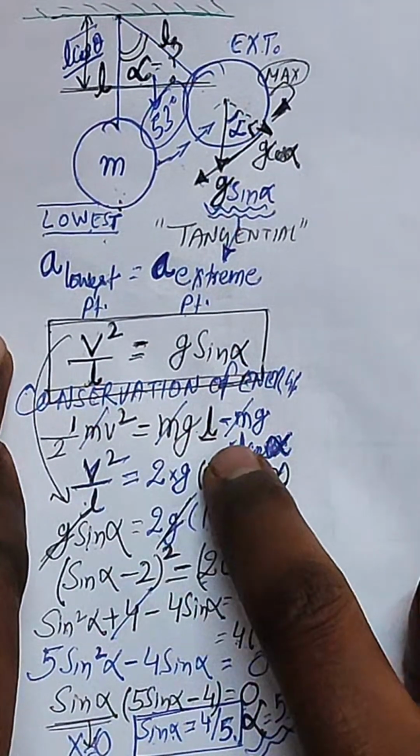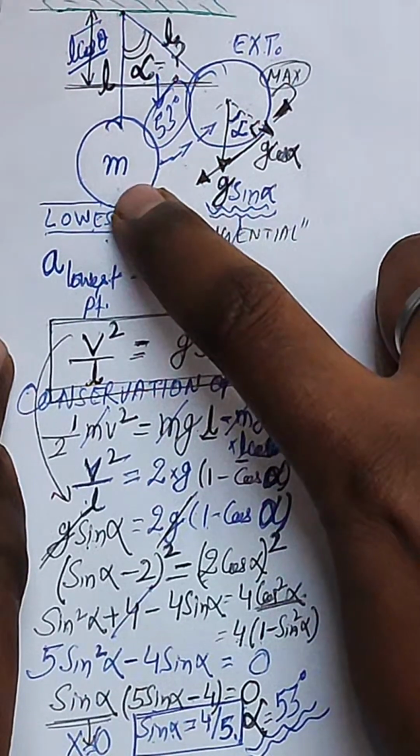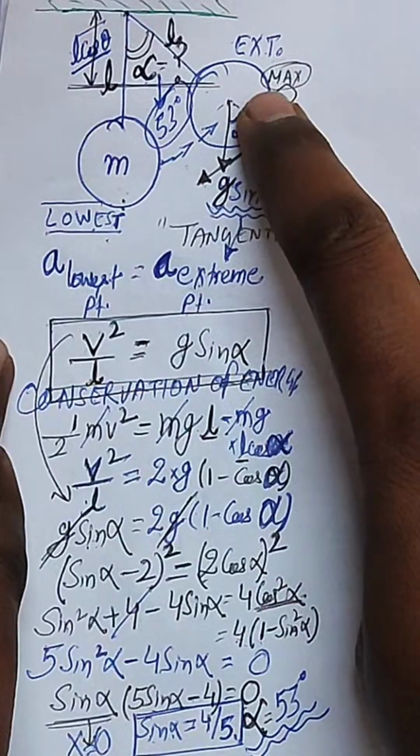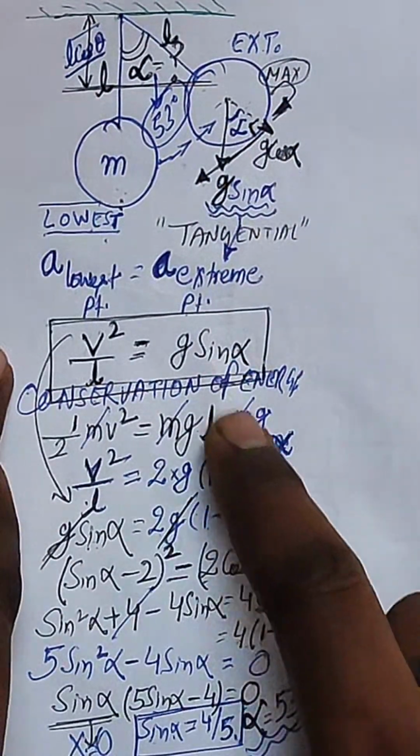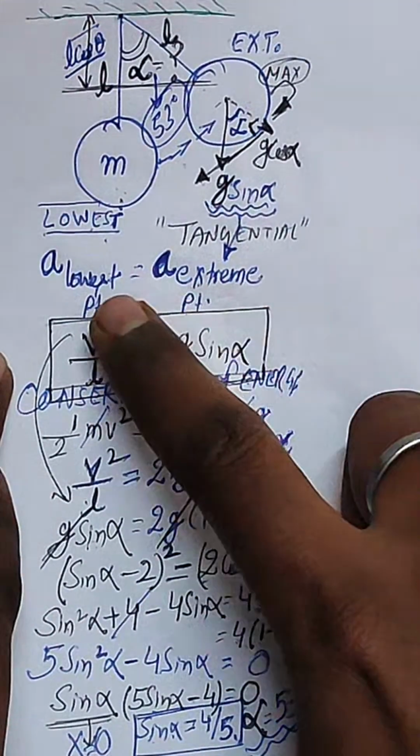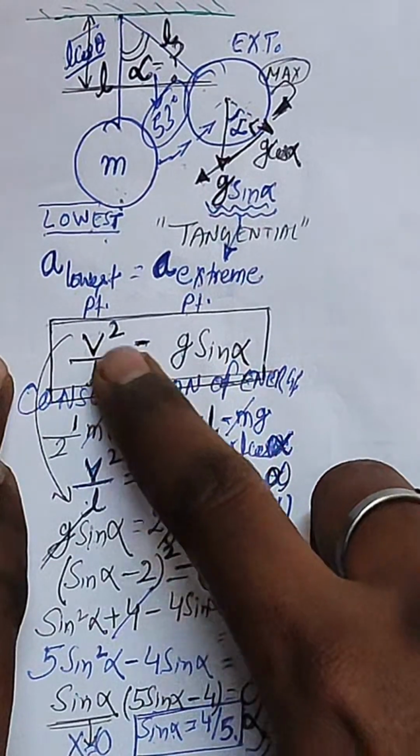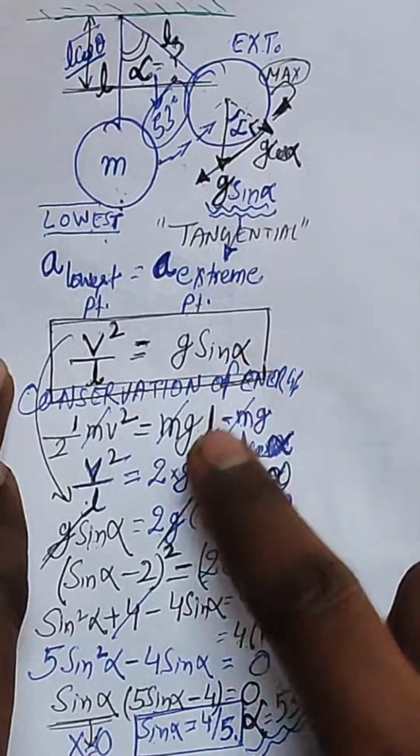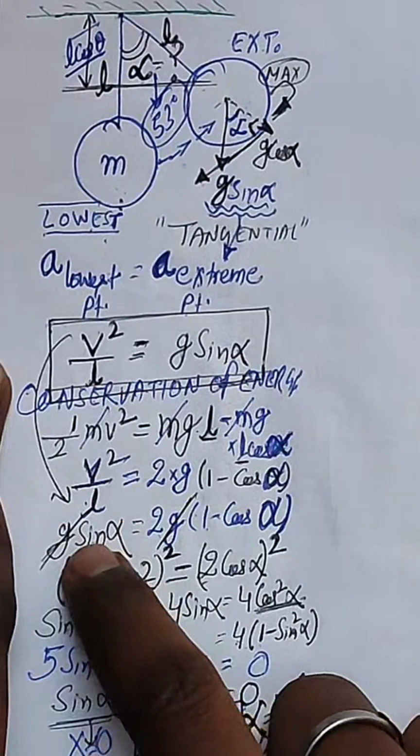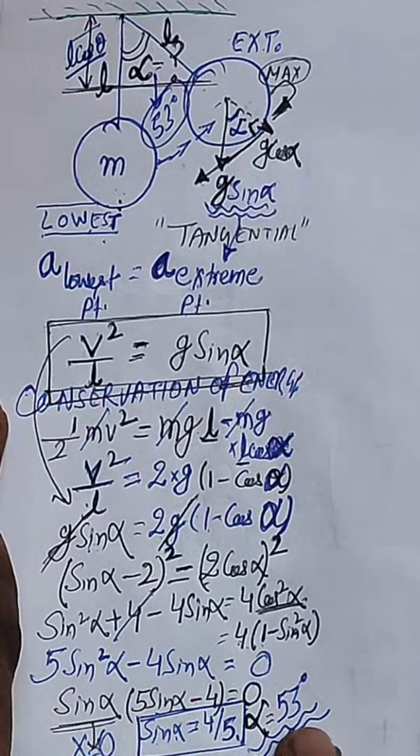Now by application of conservation of energy, kinetic energy at this point will be equal to potential energy at the extreme point. We put up the relation as given, acceleration at lowest equal to acceleration at extreme, and substituted v square by L equal to g sin alpha. Over here you can see at this step. Now solve it, and we get alpha equal to 53 degree.